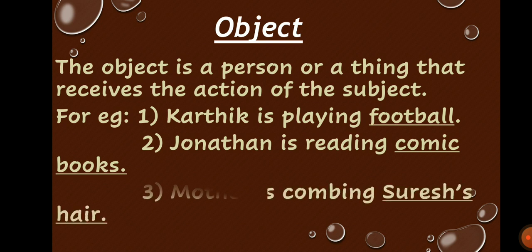And in the third sentence, mother is combing Suresh's hair. So here we can see that combing is the action. And who is receiving the action of combing? Suresh's hair. So hence Suresh's hair is an object over here. So students, did you all understand what object is? Object is a person or thing that receives the action of the subject. And object is the receiver of the action.